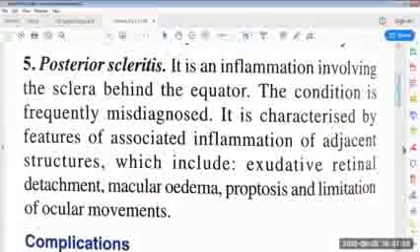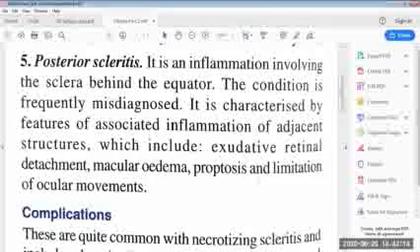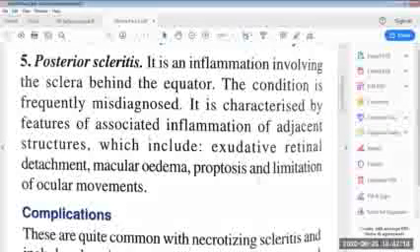Today in this session, we will discuss the second part of the scleritis. In the previous session, we discussed the classification of scleritis, the basic clinical features of scleritis. Last type of scleritis was left. This is the posterior scleritis.